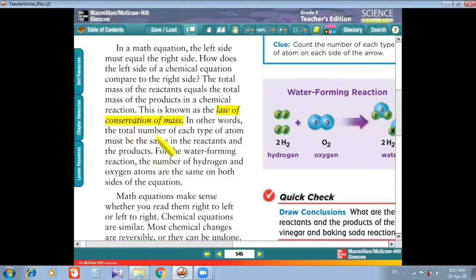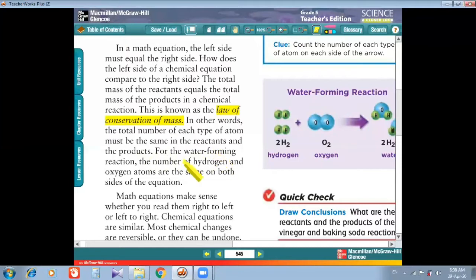In other words, the total number of each type of atom must be the same in the reactants and the products. For example, it means that the total number of atoms of one element at the reactants should be equal to the number of atoms of that element at the product side. The number of atoms of each element should be equal at the right hand side and at the left hand side.